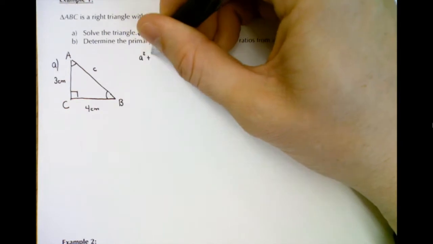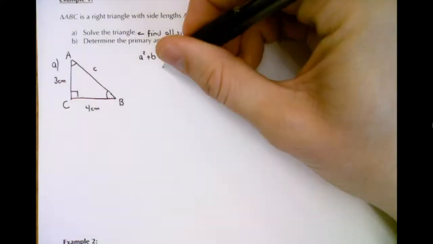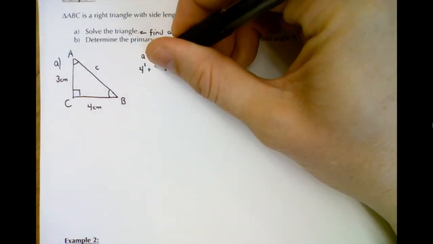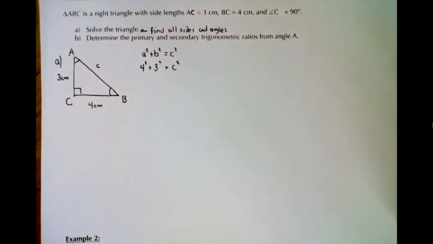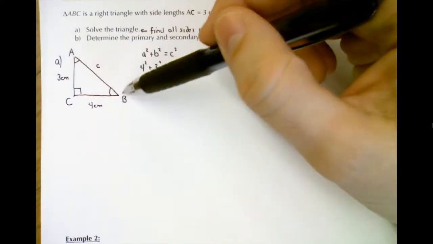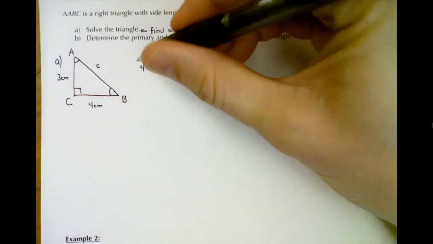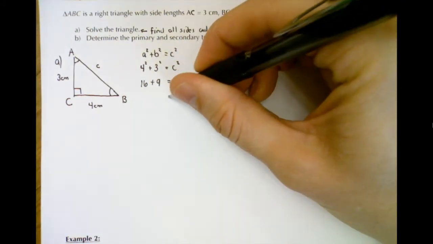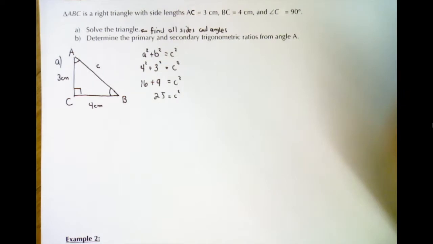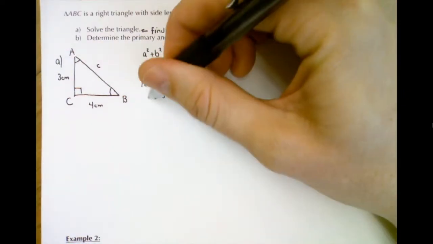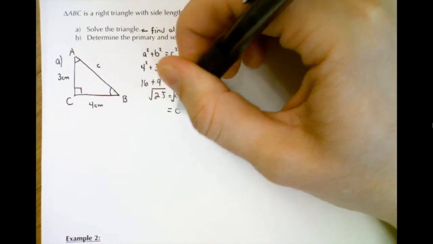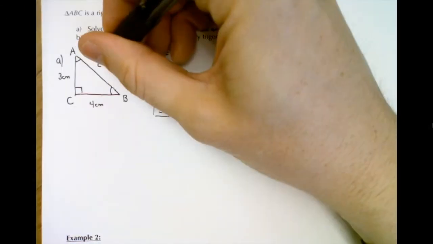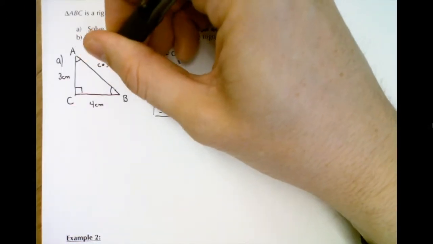A squared plus B squared equals C squared. Fill in what we know. A is 4, B is 3, and we don't know C. A is 4 because A is the one across from angle A. B is 3 because B is across from angle B. 4 squared is 16, 3 squared is 9, we still got C squared. Add 16 and 9, we get 25. So C squared is 25. If we want to find C, we square root both sides, and we get C is 5. Now we know side C, 5 centimeters.